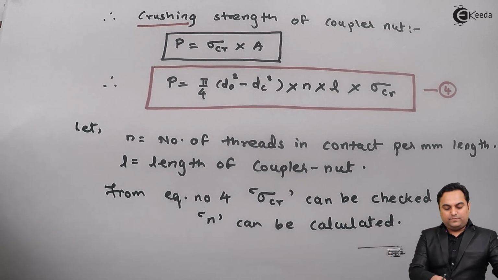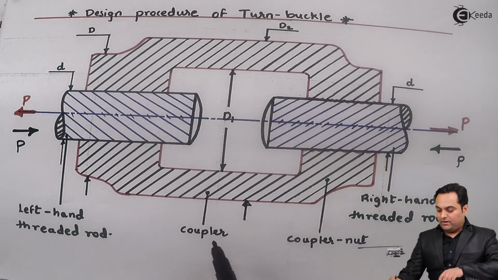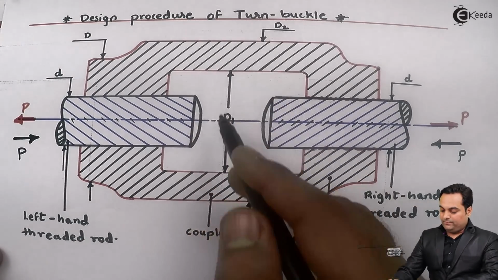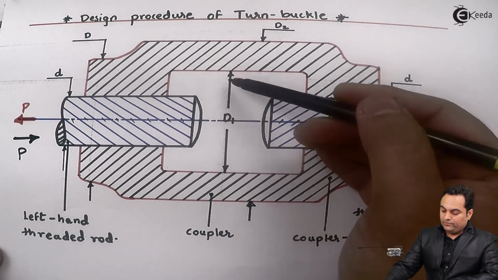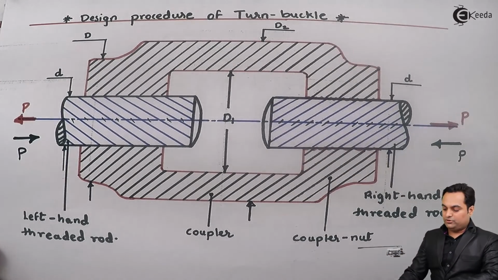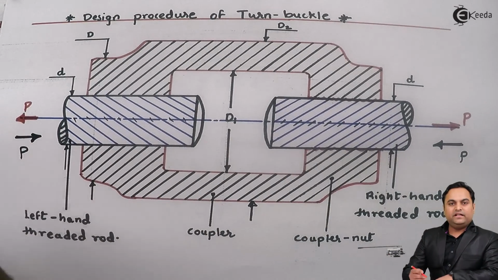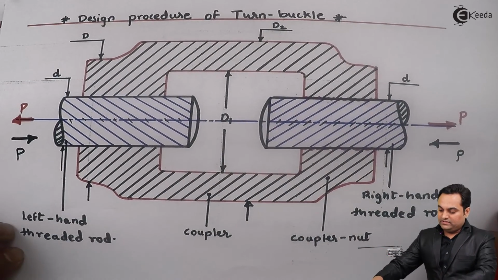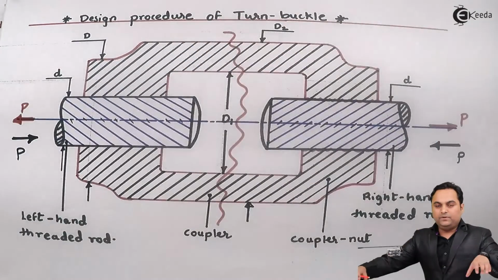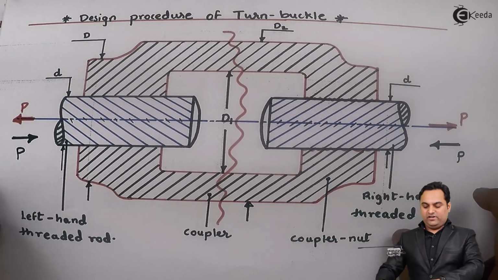Now, the only last part which is left in this design is the design of this coupler which joins the left hand and right hand portion. Now, this coupler, as we can see, is hollow from inside. This D1 indicates the internal diameter, D2 is the external diameter. When the load is applied, if I am considering the load to be tensile, in that case this coupler can break into two halves like this, it can split. So coupler we will design by considering tensile failure.